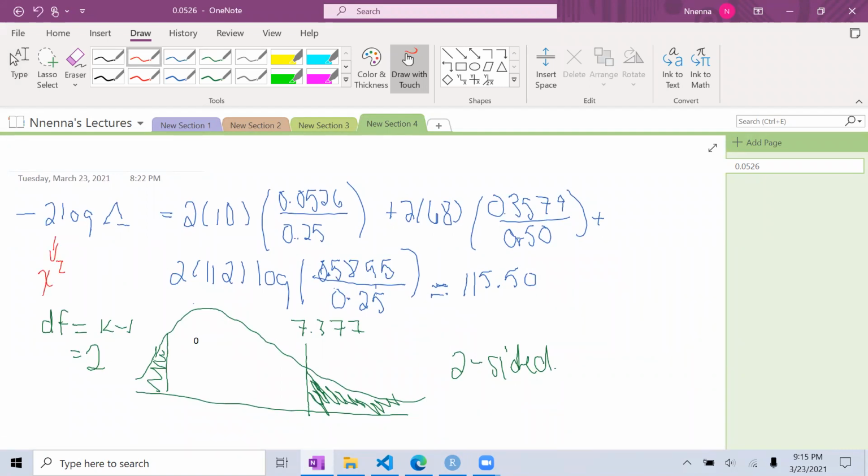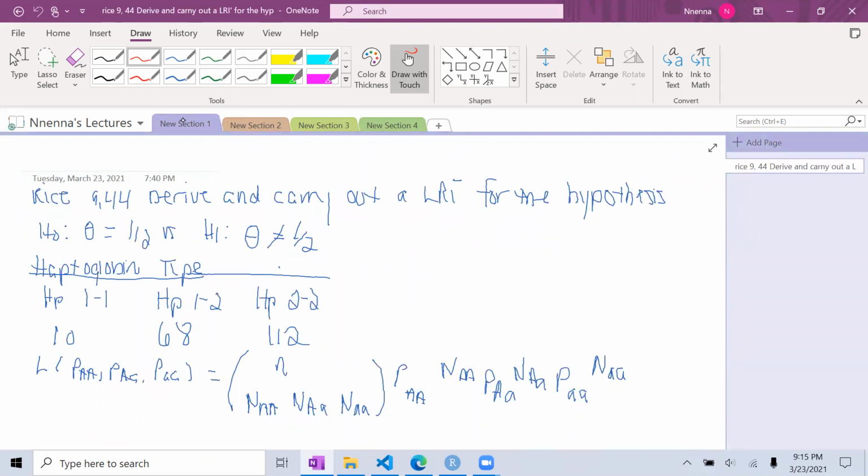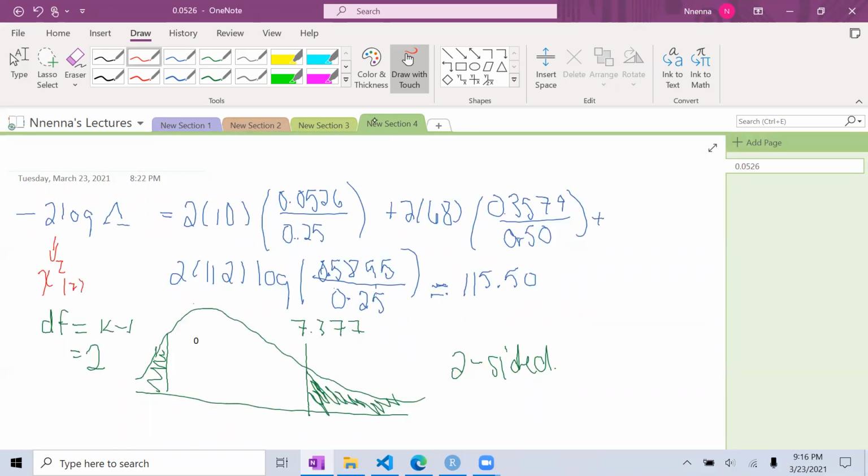And in fact, the degrees of freedom we have here should be 2 because there are 3 different groups. If you take k minus 1, you get 2. So we're looking at a thing that has degrees of freedom 2. And you can see that this is a 2-sided test. How come? Because the initial question said 1/2 versus theta not 1/2. So this is implicitly 2-sided.